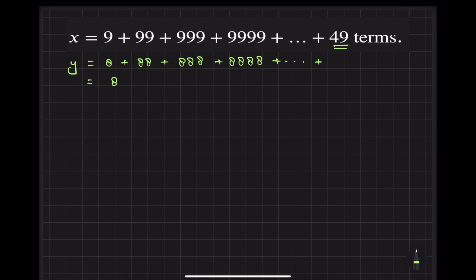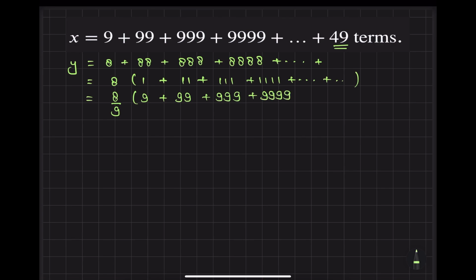First, you will take 8 common. You will be left with 1, 11, 111, 1111, and so on. Now you have to multiply and divide by 9. So it will become 8 by 9 times 9, 99, 999, 9999, and so on. Done. Now you can solve this question.